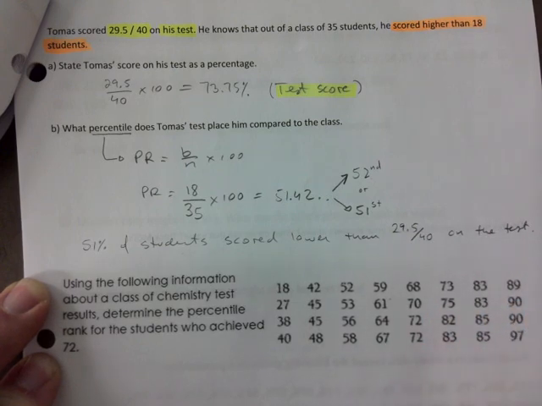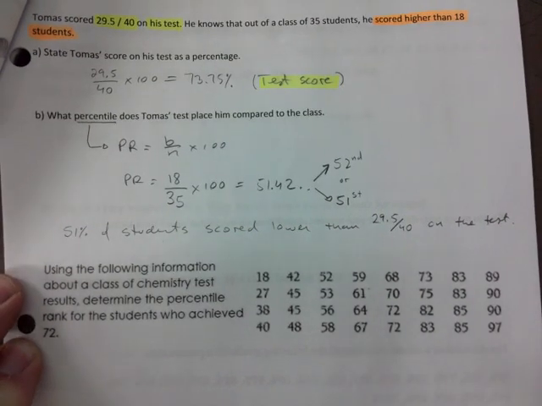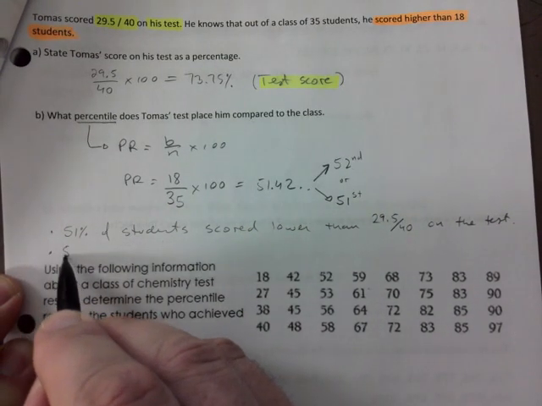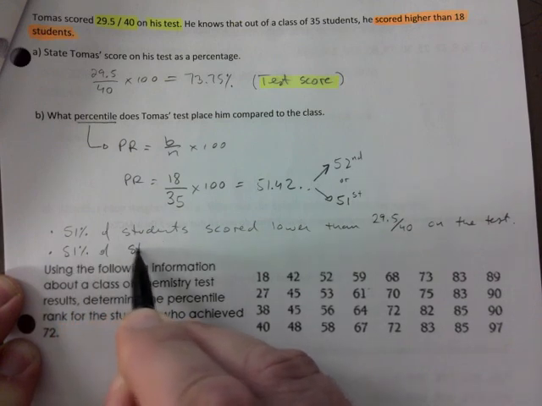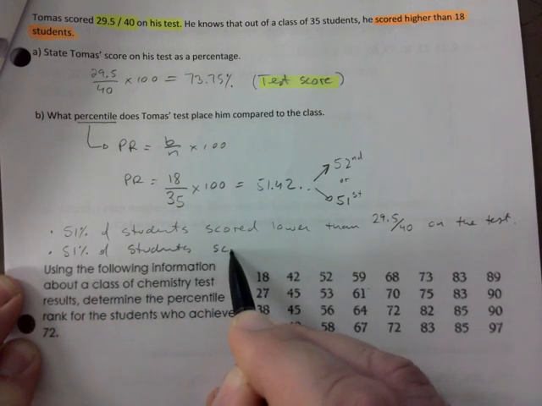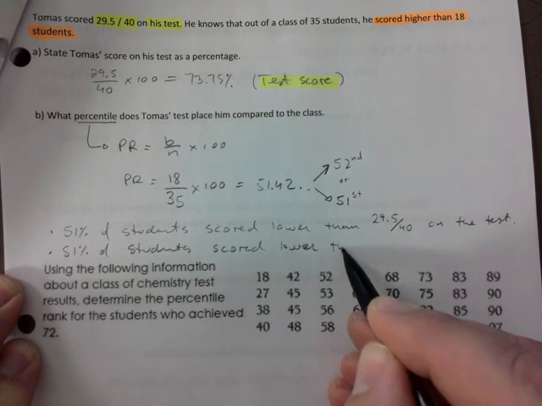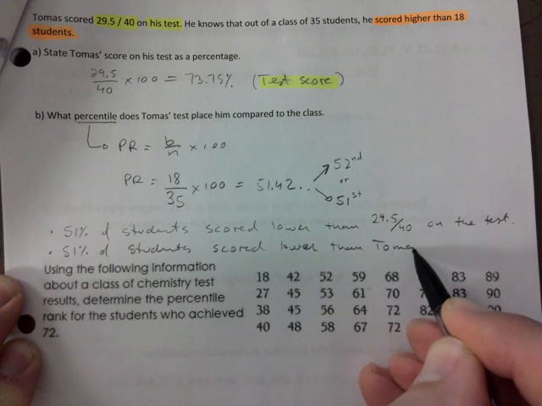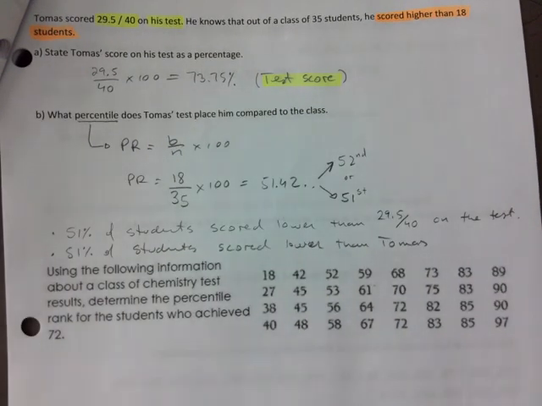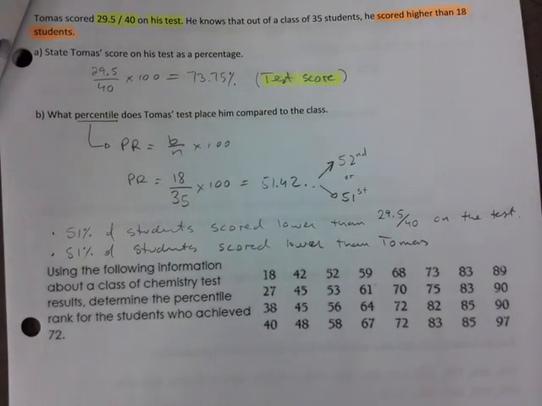We can be a bit more specific now. That's one way of doing it, but you could have also said 51% of students scored lower than Thomas. If we hadn't known the score, we could have just said lower than Thomas. So it depends on how much information you have. And to be honest, if you are giving me an indication that you understand what's happening here, you're going to be just fine. Okay.